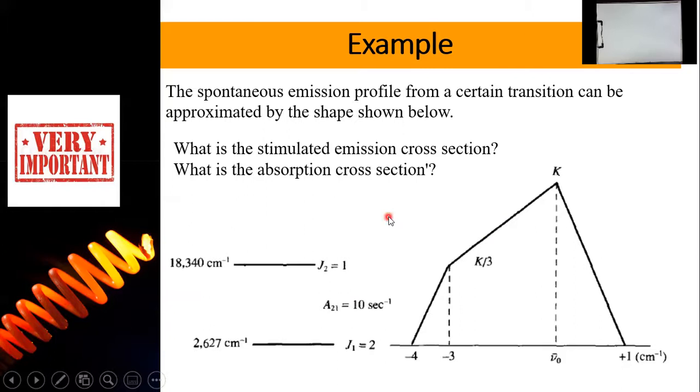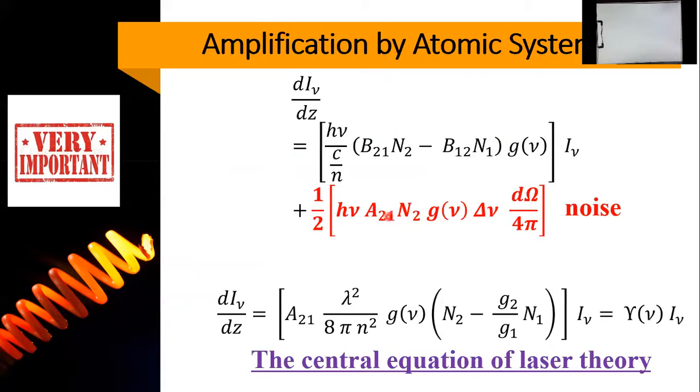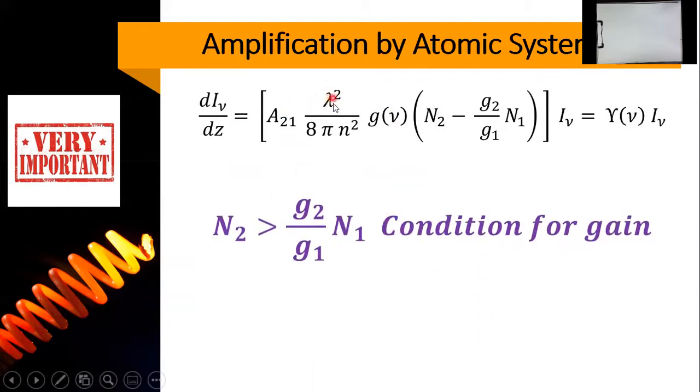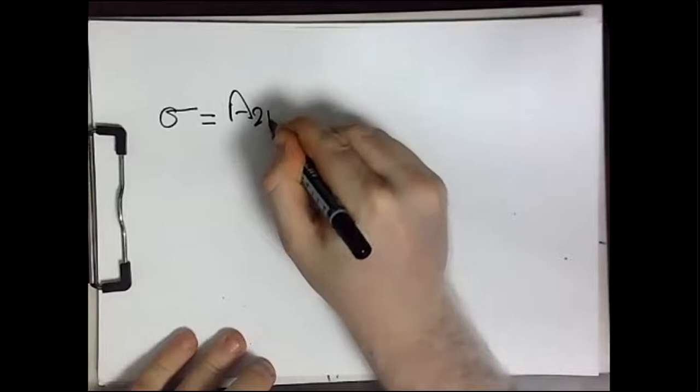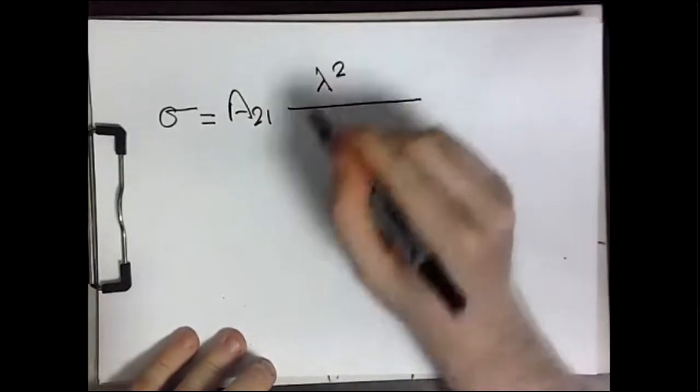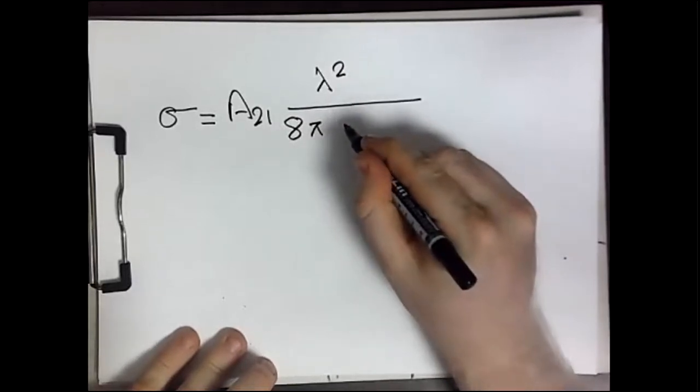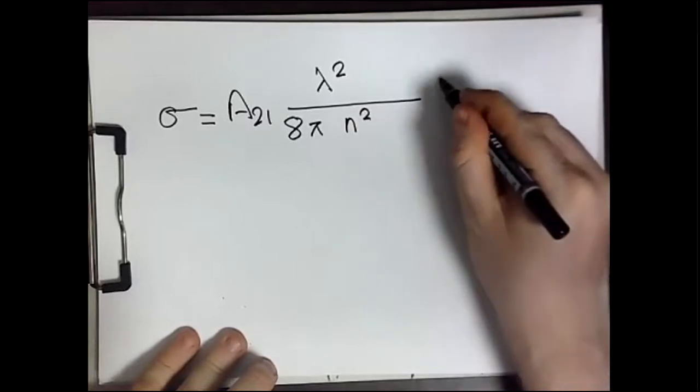So let's start with the stimulated emission cross-section. Now let's return to the equation of the stimulated emission cross-section, which is here: A21 lambda square over 8 pi n square times g of mu. This is the same. So let's now go to our whiteboard and start solving this equation. So first, in order to calculate this sigma, okay, this pen. So sigma equals A21 lambda square over 8 pi n square times g of mu.